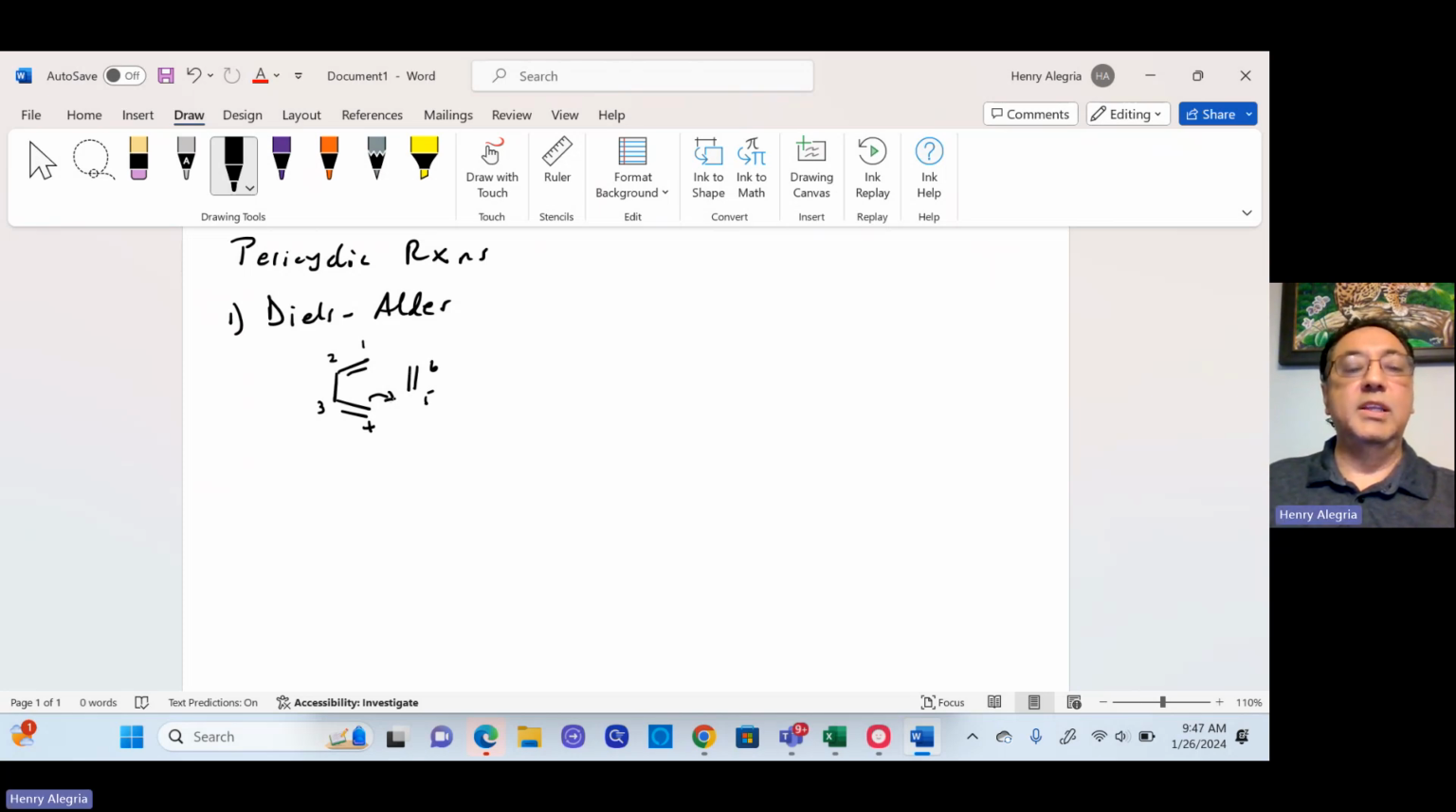So carbon 4 will take the pi electrons and form a sigma bond with carbon 5. Carbon 6 will take the pi electrons and form a sigma bond with carbon 1, and the pi electrons here are going to change location and now be between carbons 2 and 3. So what you end up forming here is going to be cyclohexene.